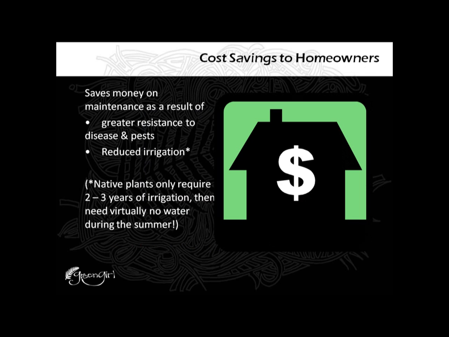Now, you want to know, how can I save money? You're going to save money on maintenance as a result of healthier plants. They're going to have a greater resistance to disease and pests. Because the plants are healthier, and because there's more void ratio and more open pores in the soil, you will have reduced irrigation needs. And if you switched over your landscape to native plants, then you would only require 2 to 3 years of irrigation, and then virtually no water during the summer.